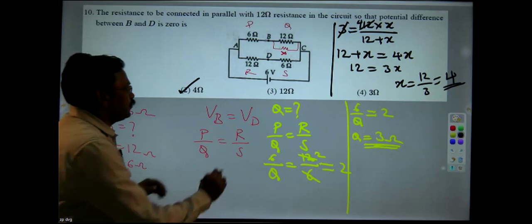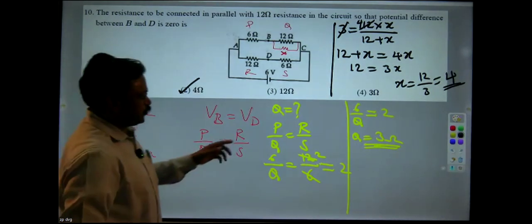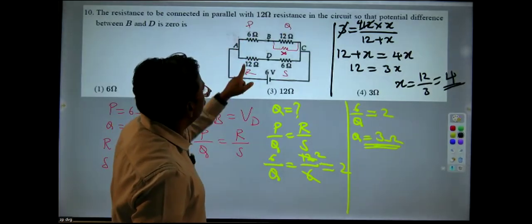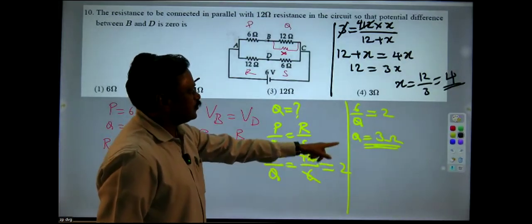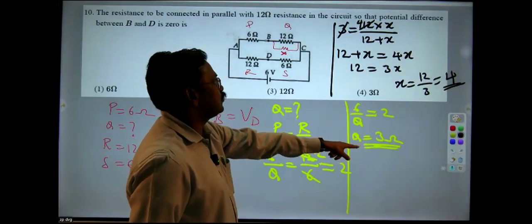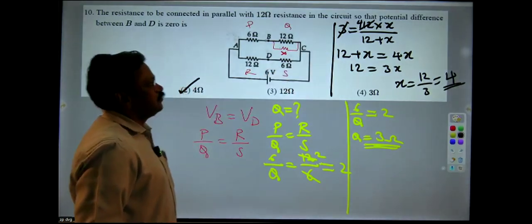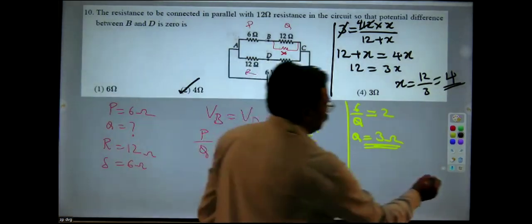The condition is we want to achieve P by Q is equal to R by S. Here I have substituted: 6 by Q is equal to 12 by 6, which is 2. So 6 by Q is equal to 2, and Q is equal to 3. Once Q is known to be 3, we can find what the value of X should be so that the Q value becomes 3. Okay, let's take another question.